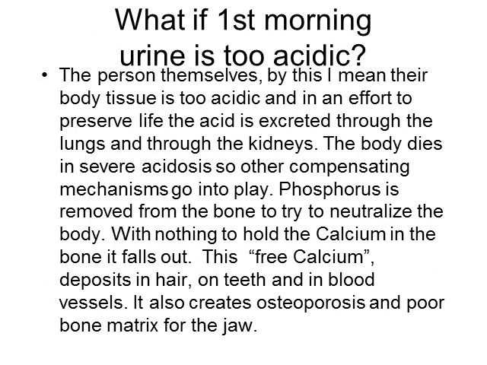So what if the first morning urine is too acidic? Well, it means that the person themselves, the body tissue, is too acidic. And in an effort to preserve life, the body excretes the acidity through the lungs and through the kidneys. The body will die in severe acidosis, so other compensating mechanisms go into play, like phosphorus is removed from the bone to try to neutralize the body.